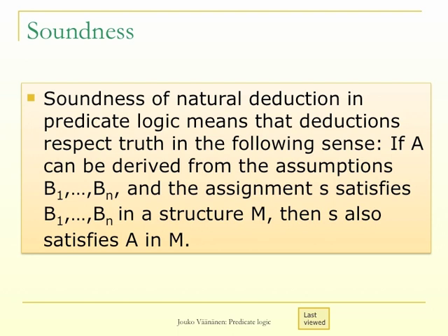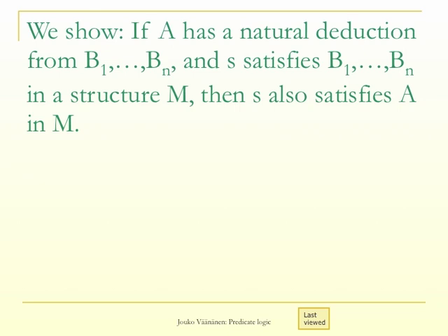Soundness of natural deduction in predicate logic means that deductions respect truth in the following sense. If A can be derived from the assumptions B1 up to Bn, and the assignment S satisfies B1 up to Bn in a structure M, then S also satisfies A in M. The derivability of A from B1 down to Bn means the existence of a natural deduction that has B1 down to Bn as the assumptions and A as the conclusion. So we have to look at all such deductions.